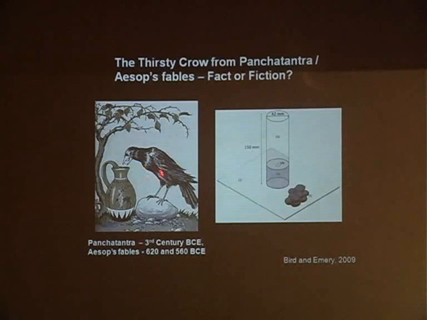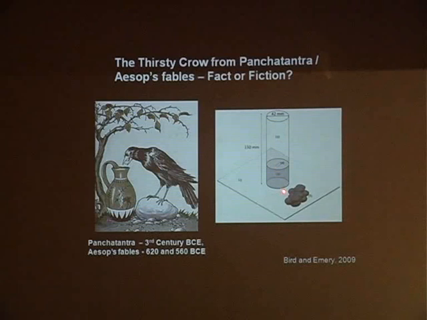This thirsty crow basically caught pebbles in its environment and raised the level of water in a pitcher which was sitting around. This has in fact been shown in the lab as well, and this was carried out by Bird and Emery on rooks. What they did was to take a beaker which was very narrow, so that the bird was not able to pull out anything with its beak, neither could its head nor its beak go in.